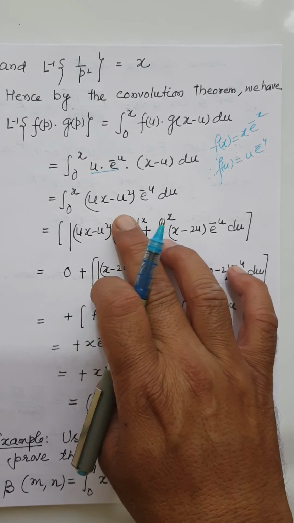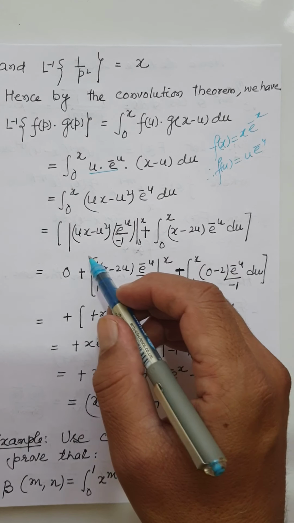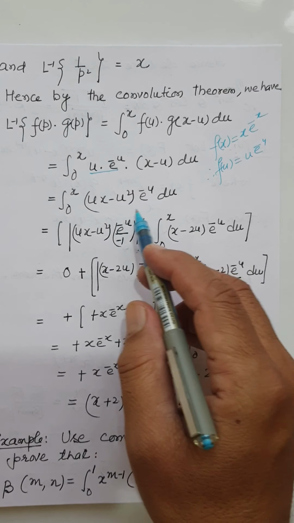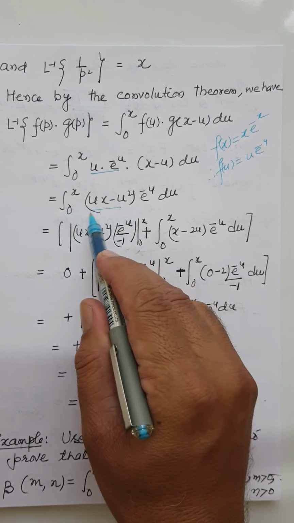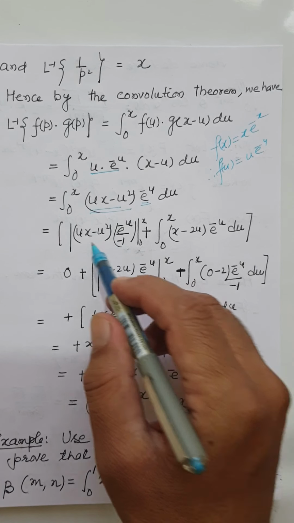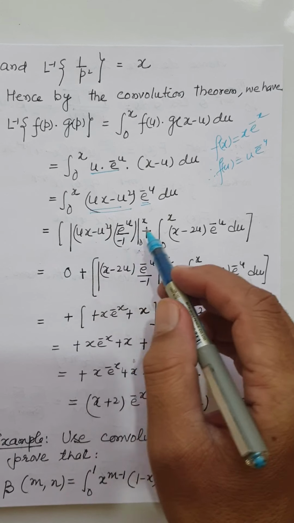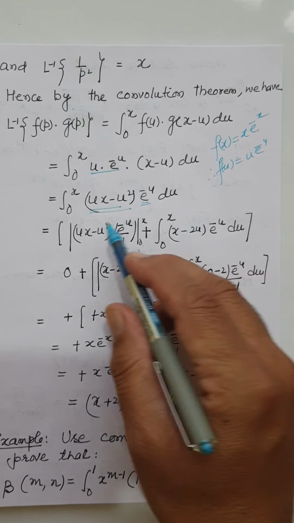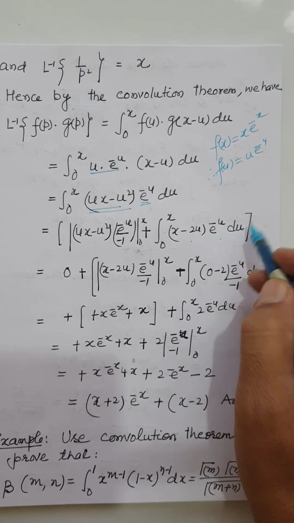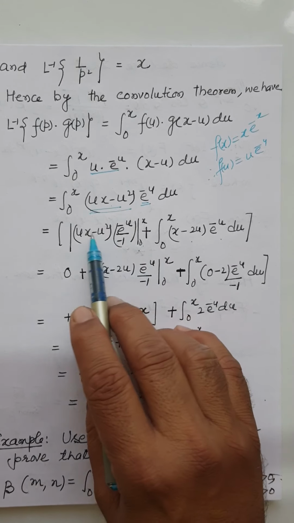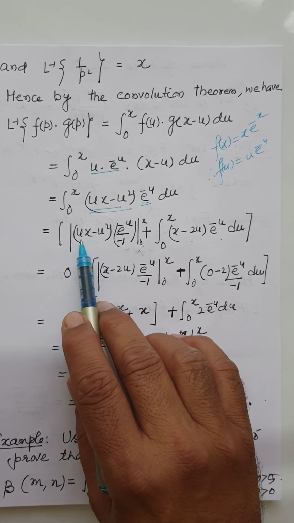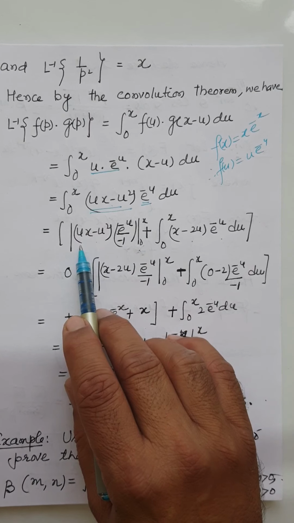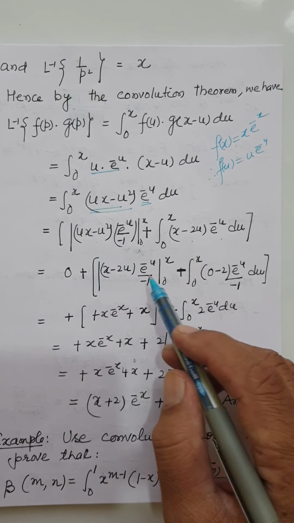Now the integral from 0 to x of u (x minus u) e raised to power minus u du. Integrating with respect to u by parts, we take the first function and the second function: first function times integration of second function, limit 0 to x, plus differentiation of first function times integration of second function. This will become 0. When we put u equal to x, it is x square minus x square, which is 0, and when we put u equal to 0, this will also become 0.